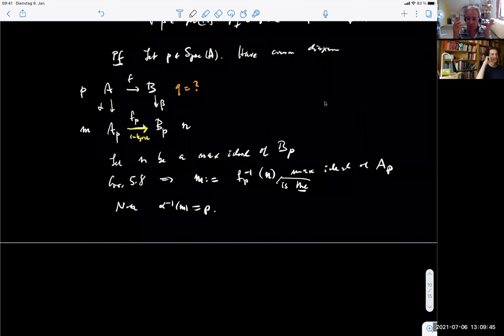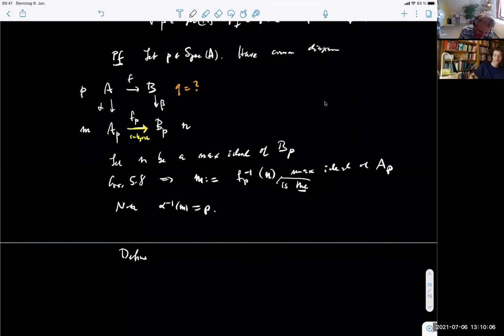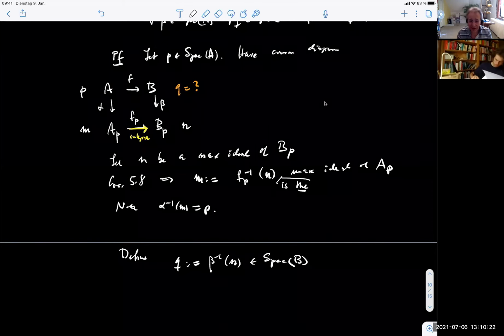So how would you define the Q now? What I ask you, it's not a difficult question. Just want to check whether you are awake. How would you define Q? Contraction of N. Contraction of N. Genau. So define Q is beta to the minus 1 of N. So we know it's a prime ideal of B. Good. Now we only need to verify that it's lying over P.